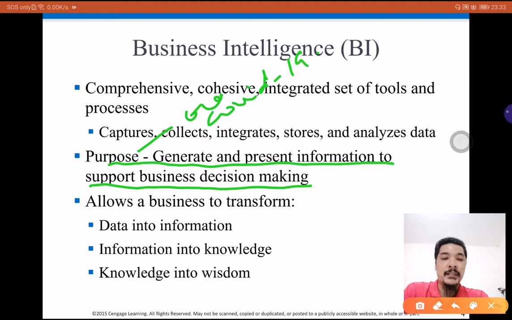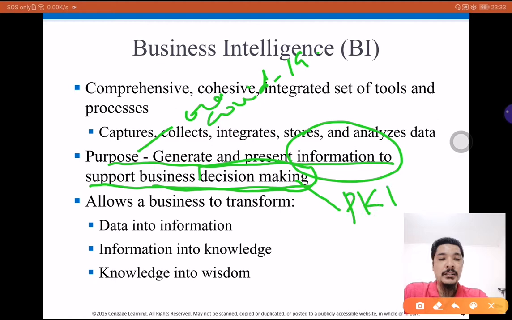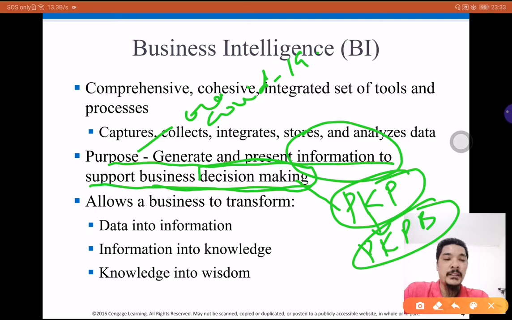Number one is to present the information, and the information is going to support the business decision making. So that is why, what kind of decision making? This is one of the decision making, PKP. Next after PKP we have PKPB. This is all the decision making made by our minister, government, Kementerian Kesihatan and also Perdana Menteri. So this is what we call decision making.